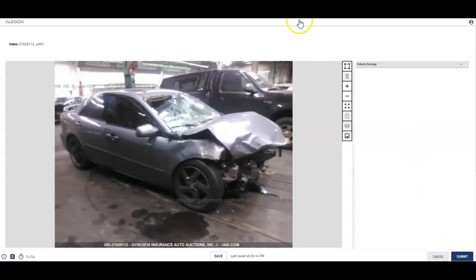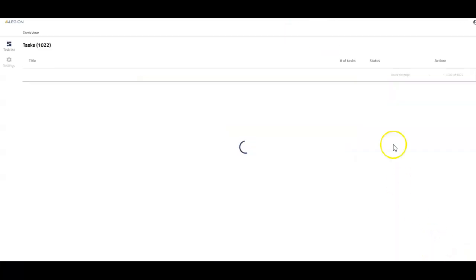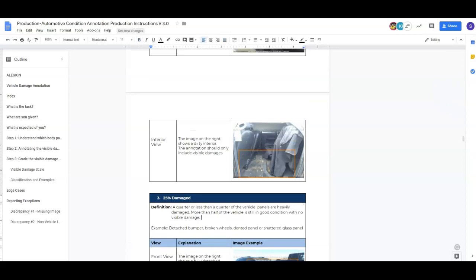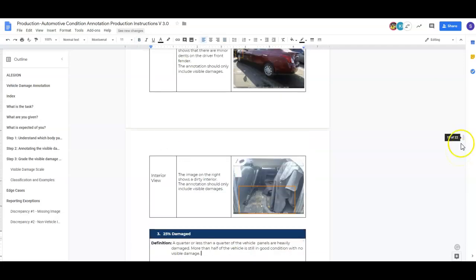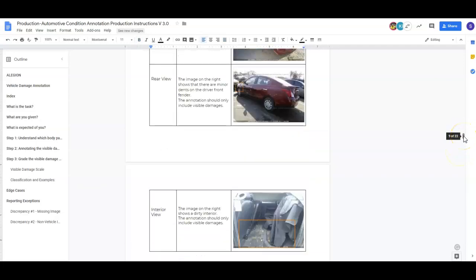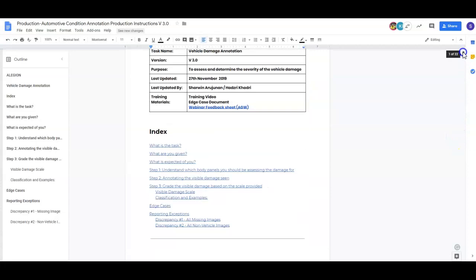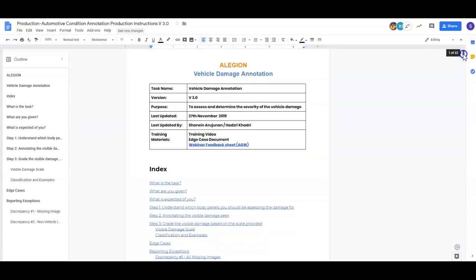Now please make sure you go through the instructions document from time to time. Make sure you check the edge case documents to see better in terms of the classifications. Go through this instructions document and familiarize yourself with the particular body panels.